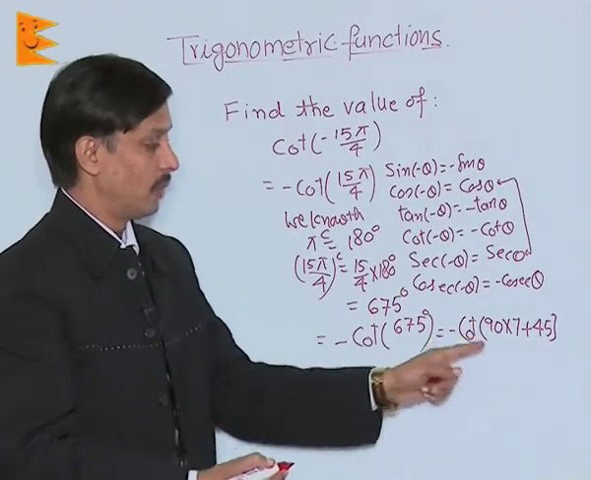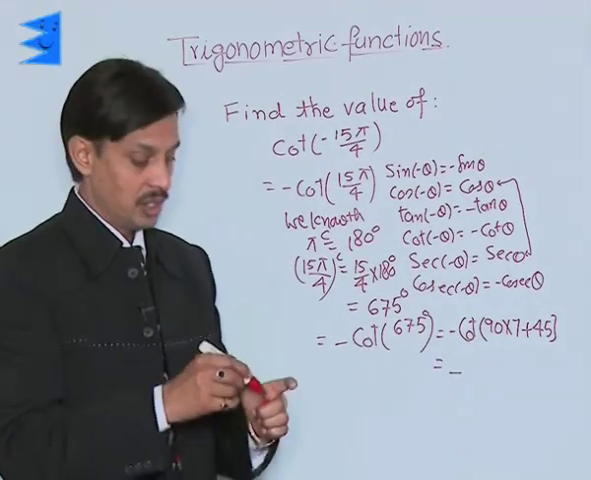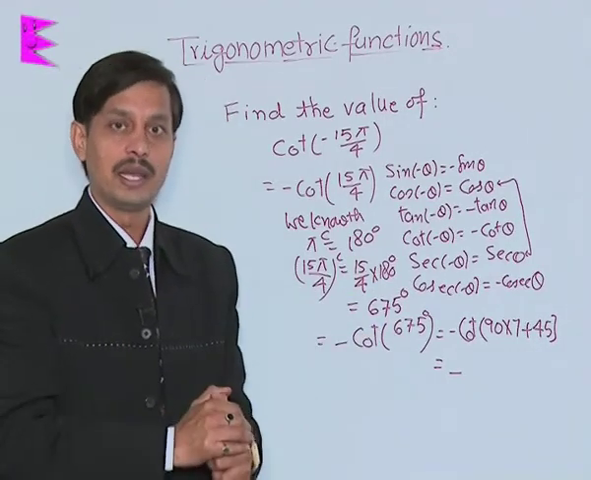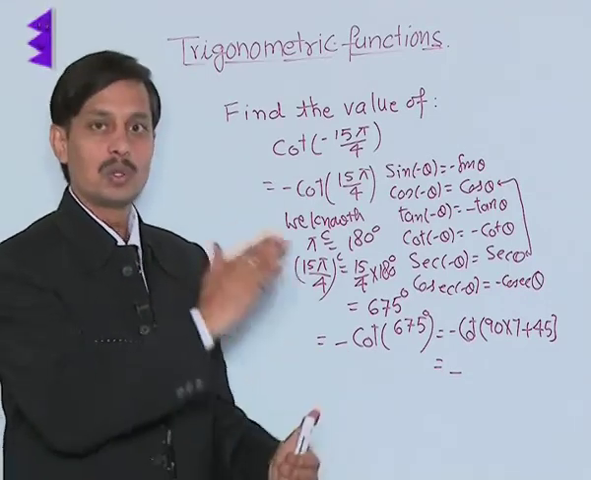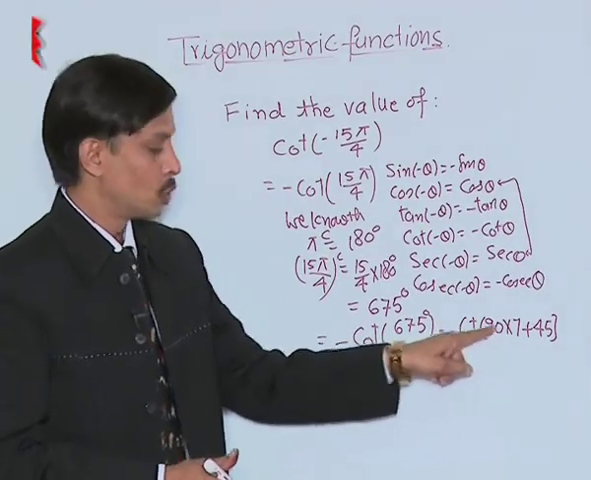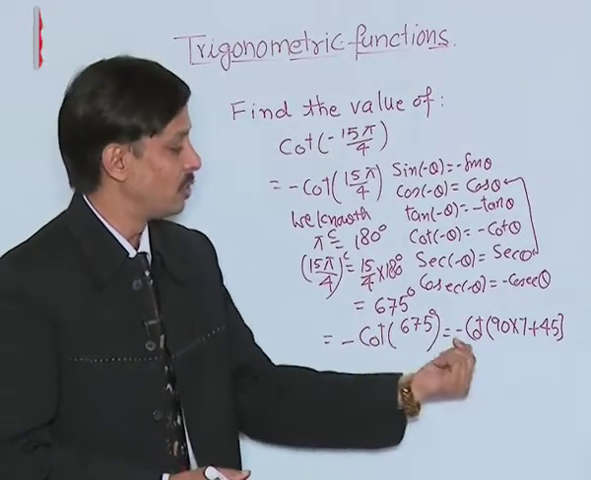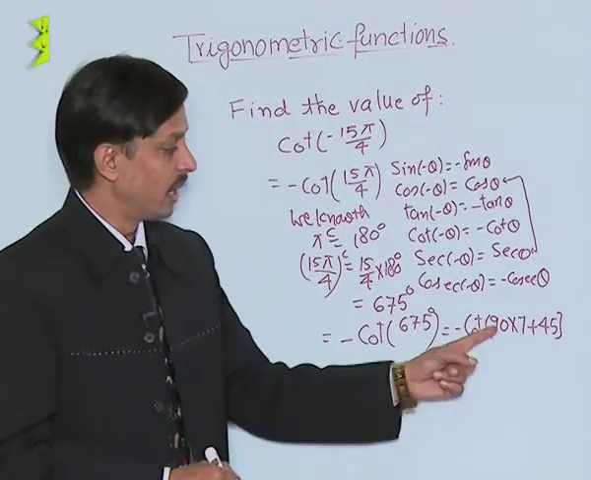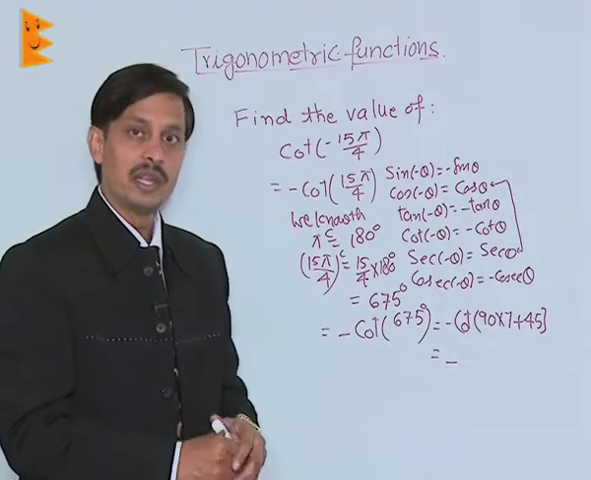As I told you, if the multiple of 90 is odd, then the changes go like this. Sine goes to cos and cos goes to sine. Tan goes to cot and cot goes to tan. Sec goes to cosec and cosec converts to sec. It is an odd multiple. So cot of 90 into 7 will definitely change to tan, because it is an odd multiple. I have to check the sign in which quadrant it is falling.